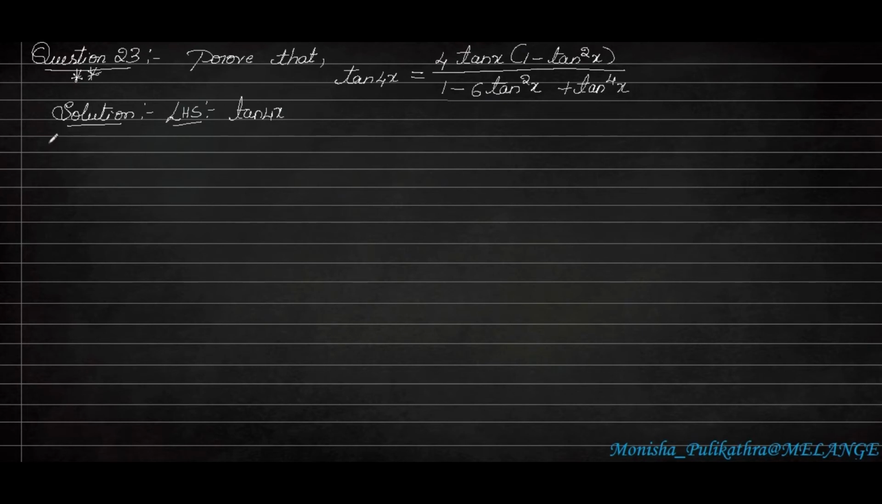Okay. So in trigonometric function, there is a formula, that is tan 2a is equal to 2 tan a divided by 1 minus tan square a. So this is a formula. Okay. According to this, we have to prove this tan 4x is equal to this much of equation.